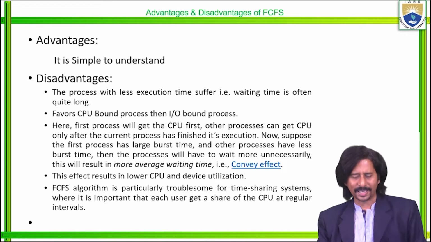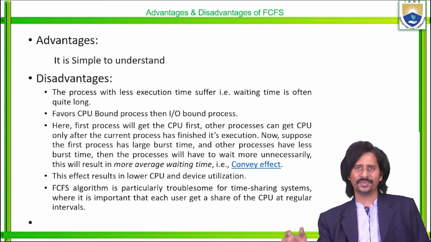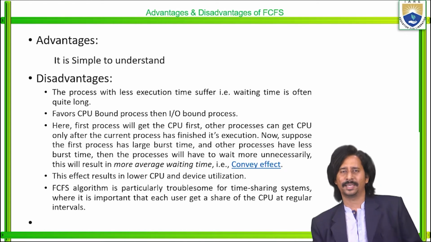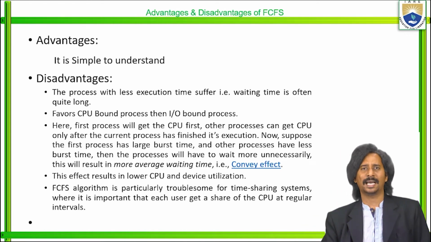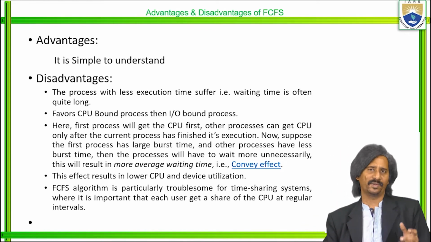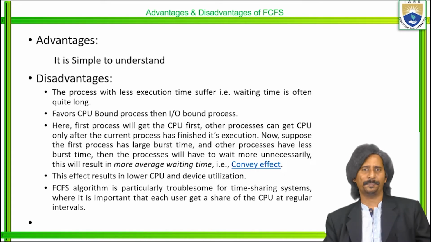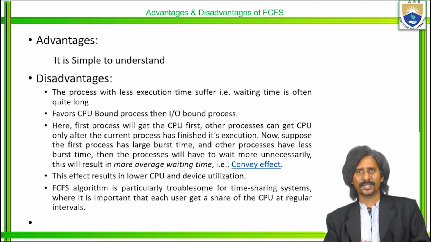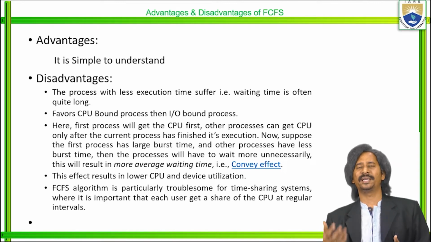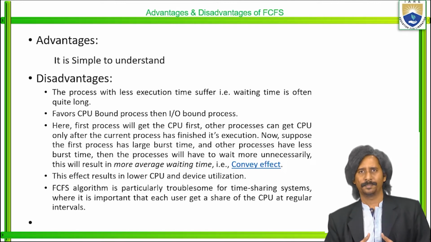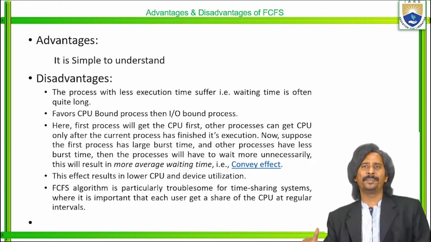So what are the drawbacks here? See, the process with less execution time suffers, like in our previous example, P2 and P3, which have very little time, 3 milliseconds, when compared to P1. P1 has 24 milliseconds. So the process with less execution time will suffer. That is, waiting time is often quite long, right? Then it favors the CPU bound process over the input output bound process.